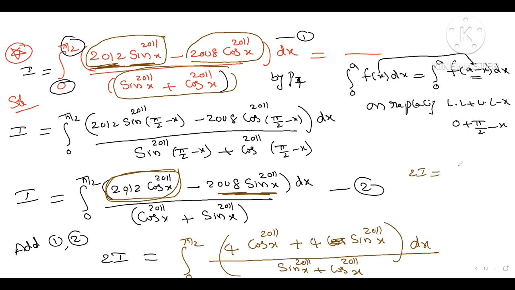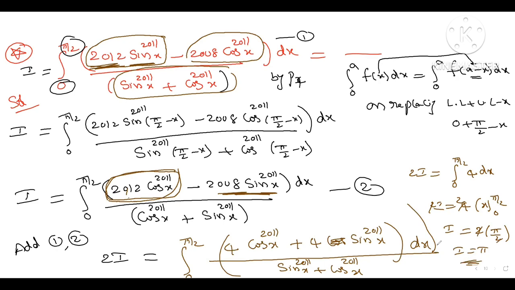Therefore, 2I is equal to integral 0 to pi by 2, 4 dx. So 4 into 1 dx value x, limits pi by 2 to 0. Here 2 times of, so pi by 2 minus 0 is pi by 2. The 2 and 2 get cancelled. What we get here? Therefore, I is equal to pi. Answer is pi.